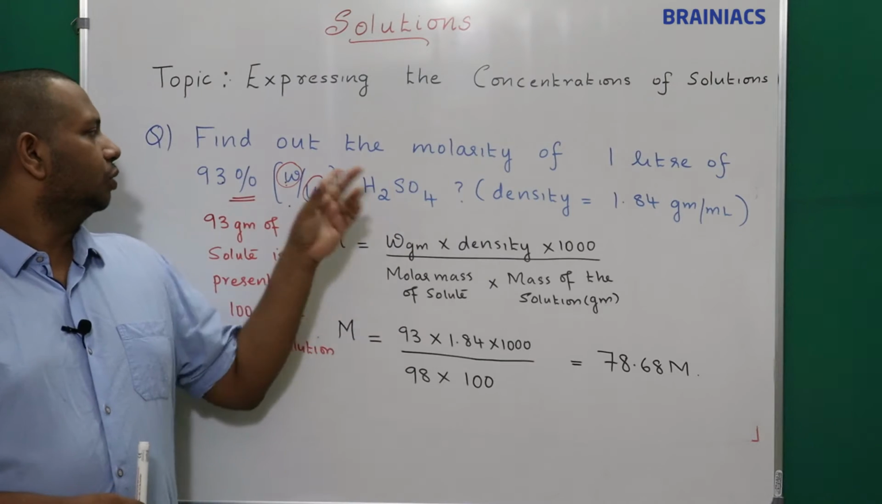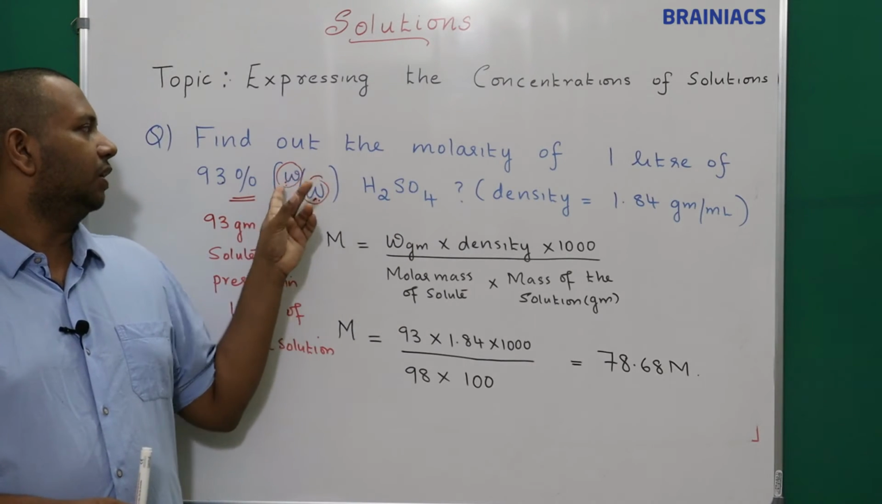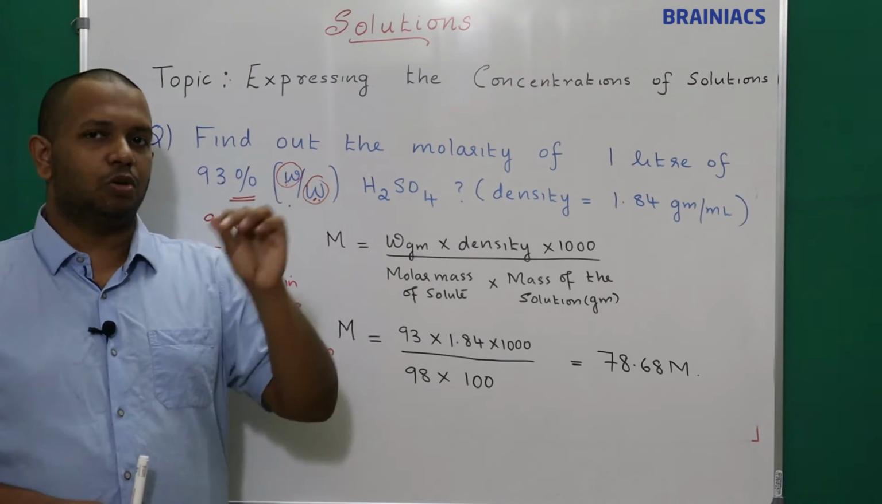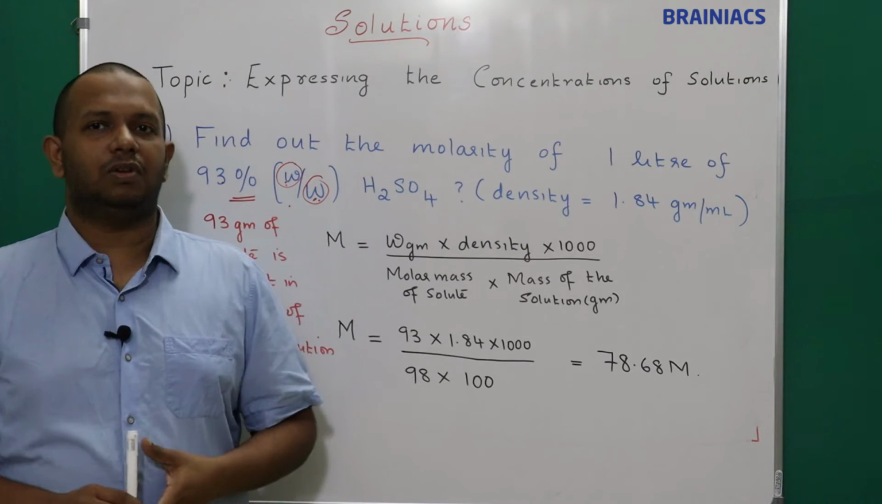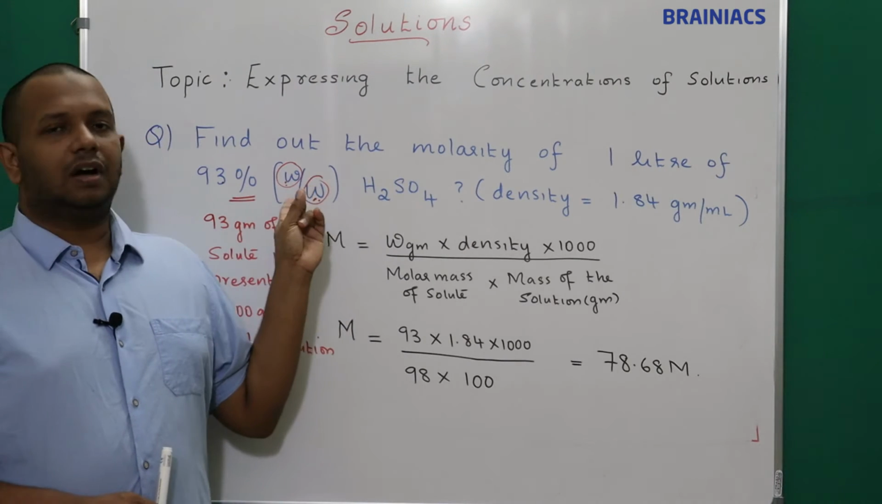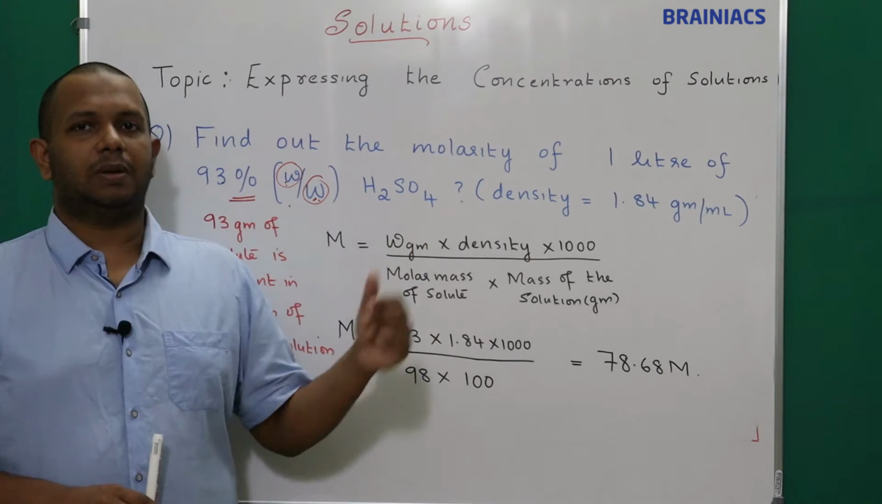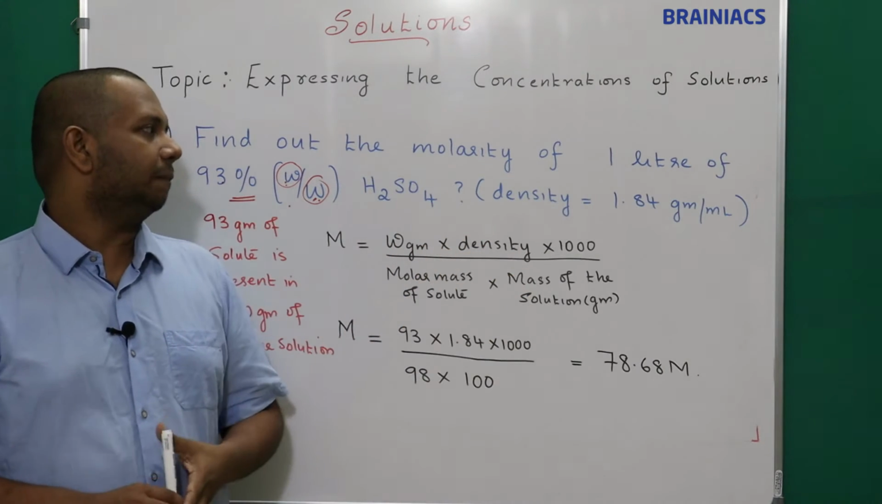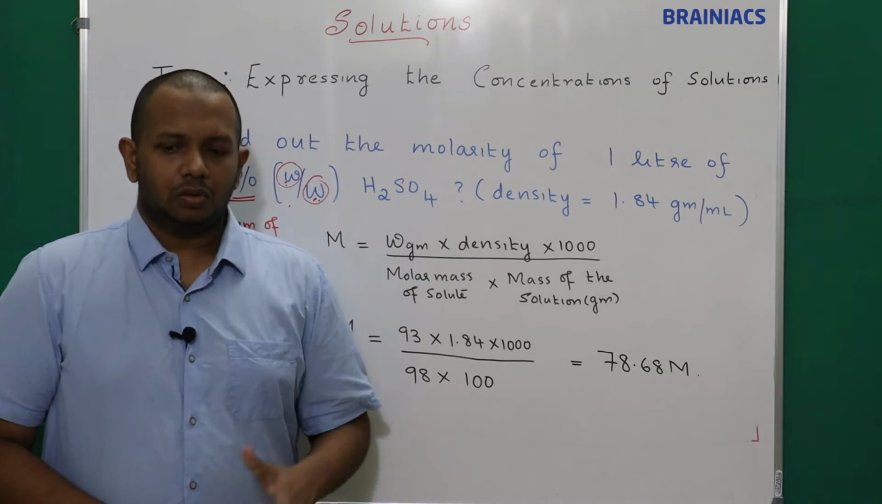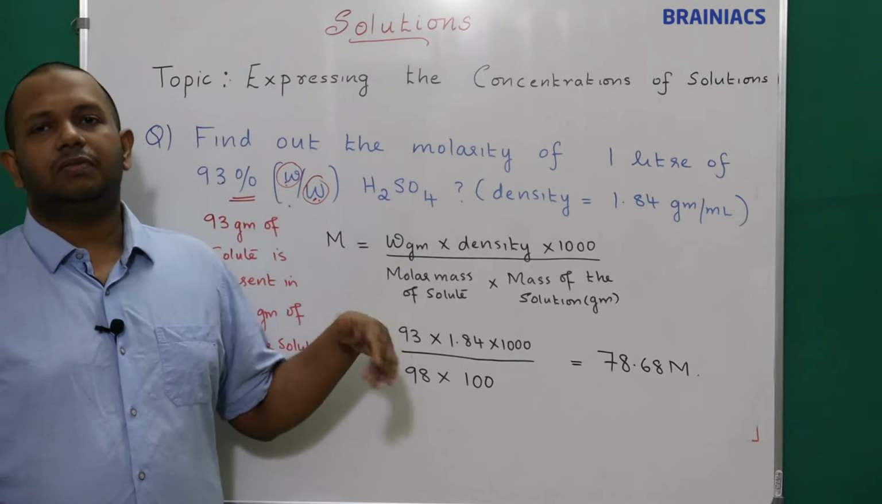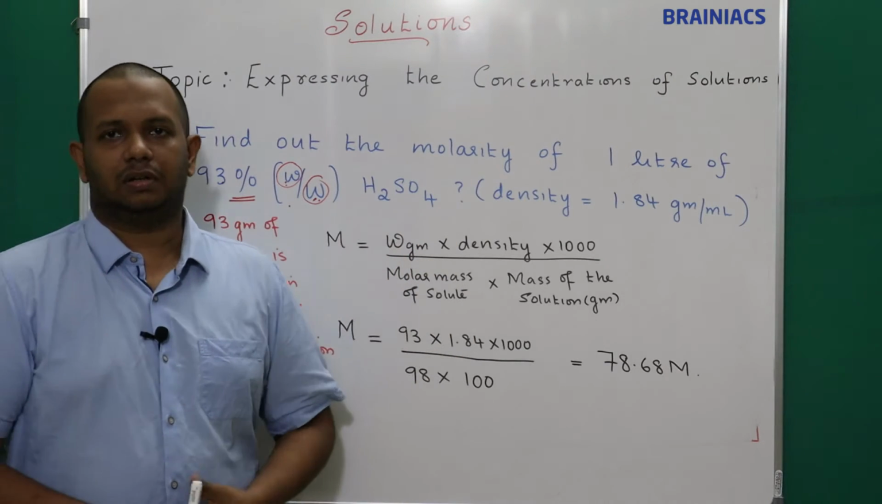Okay. So they usually give it in terms of 93 percentage, but in bracket they will clearly mention it is W by W or V by V or W by V. So please listen to this percentage mass by mass or volume by volume or mass by volume ratio in my previous lectures, then you will get a clear idea. Okay. So I hope you understood this stuff. Then we will go to the next question.